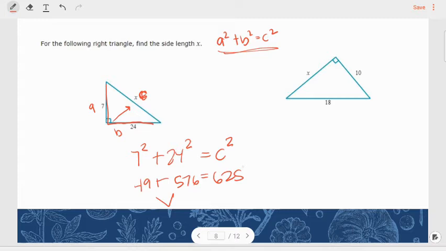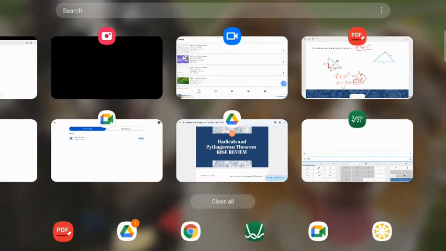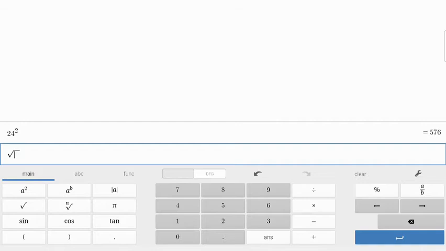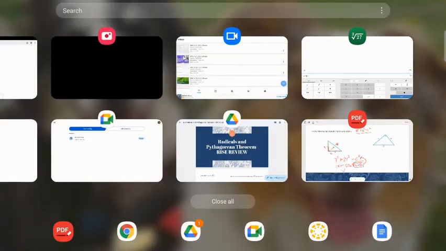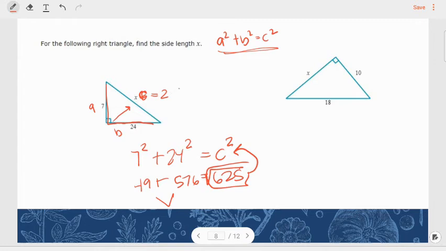Now that's not my final answer. Remember, this is c squared. So how do I undo c squared? I am going to take the square root. So going back to my calculator, handy dandy, the square root of 625 is 25. So c is equal to a length of 25.